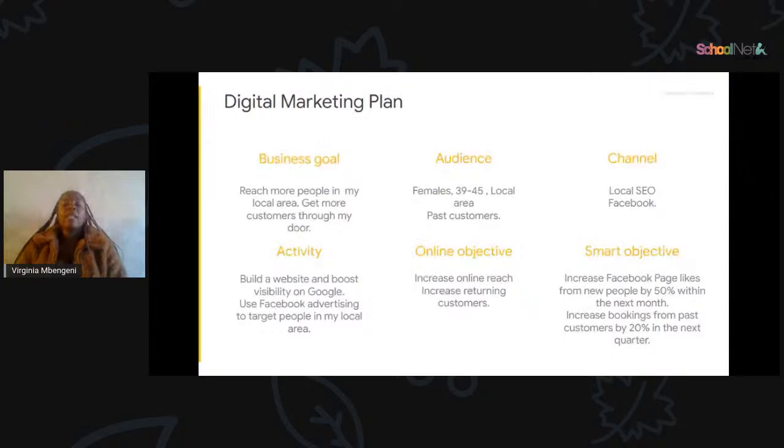Then on the SMART objective, that's where you need to be specific on what exactly you want with your business. He said he is going to increase Facebook page likes from new people by 50%. So within the next month, which means he gave himself a time frame of 1 month, by this 1 month I need to increase new people by 50%.